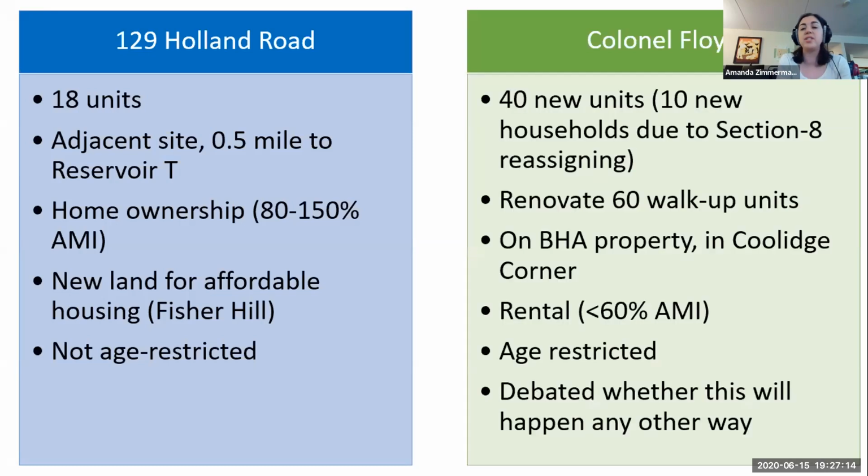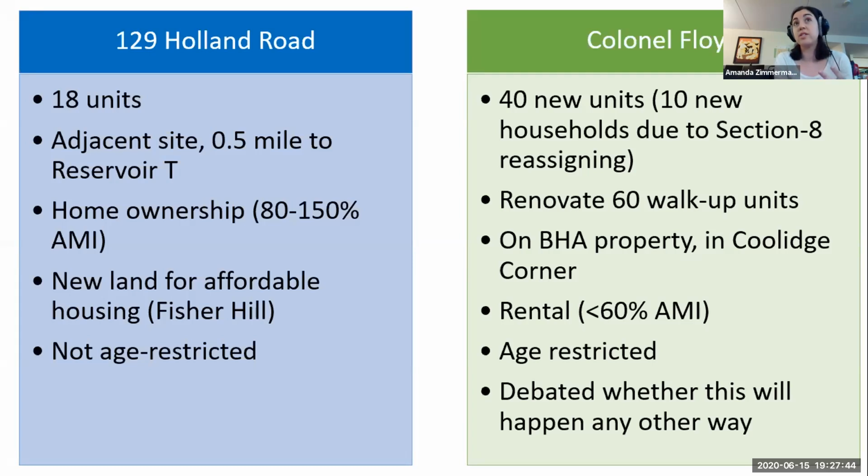The counterpoint to this is a project that the Brookline Housing Authority has put together, which is to renovate an existing low-income project in Coolidge Corner called Colonel Floyd. What this means is the current state of this building, there are 60 senior units currently in a walk-up building, which is not usually synonymous with aging in place. And so what they want to do is tear down those 60 units and build 40 more.